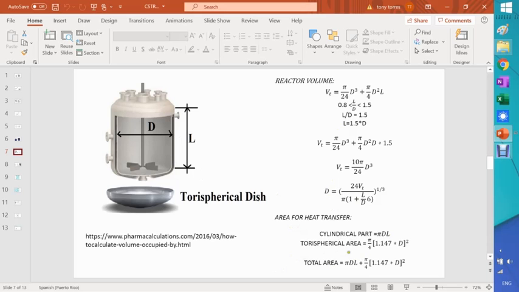Now, you need to add the area of the spherical part here, the dish, which is sort of a little bit of an increase of the diameter of the vessel. The vessel comes with a diameter, you multiply by this factor, and that's how you get the area of the bottom. So at the end, the total area for heat transfer will be the sum of this area here and this area here, which is shown in this formula here. All right, so that's how you would do it.